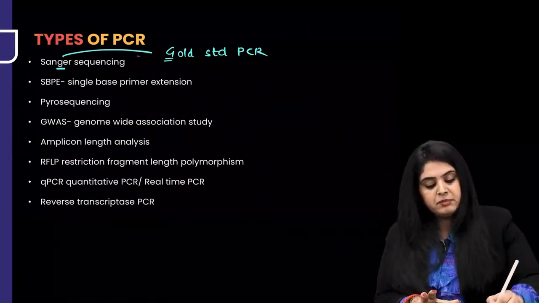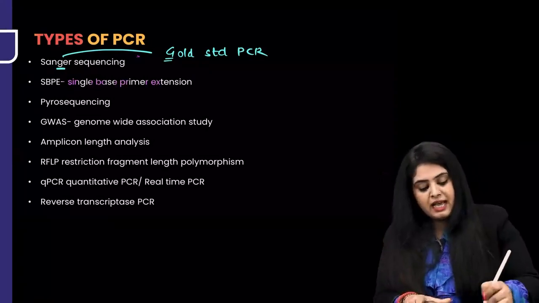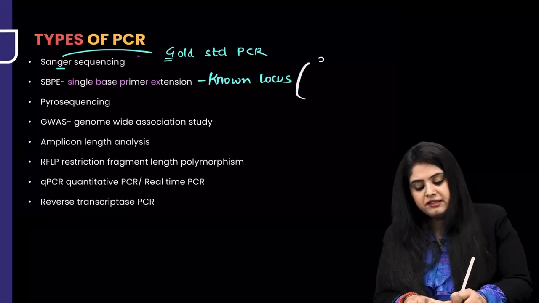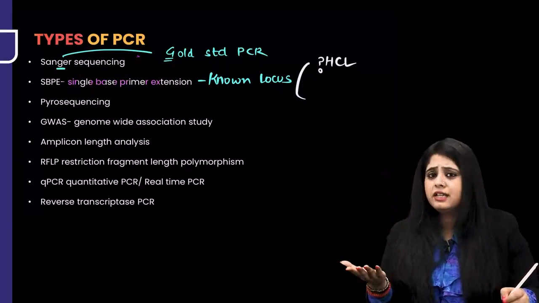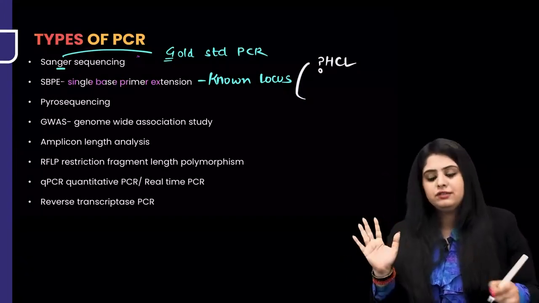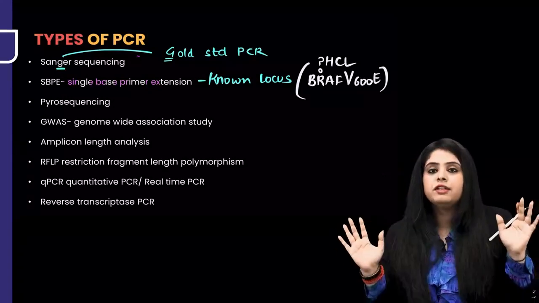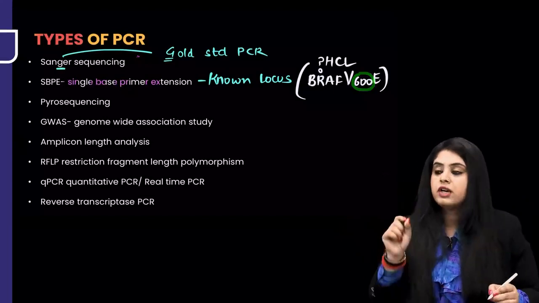Next, we come to SBPE. What is SBPE? Single base primer extension PCR. Single base. I have a known locus. I know what to focus on in the body. So, for example, the examiner says, I am suspecting hairy cell leukemia. I know all cases of hairy cell leukemia have one mutation called BRAF V600E mutation. All cases of hairy cell leukemia have that. That means go and target the 600 codon.